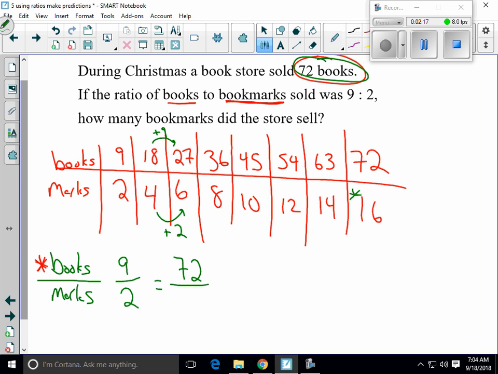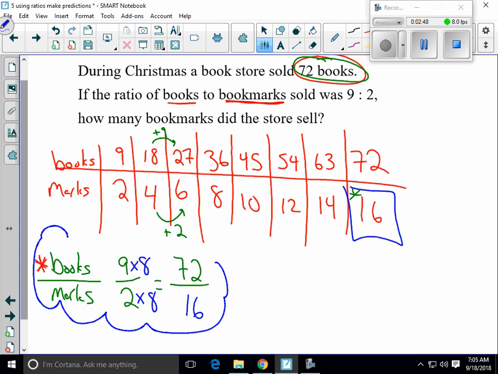So you have to ask yourself, how do I get from 9 to 72? What am I going to multiply by? Whatever number that is, I'm going to do the same to the denominator. 9 times what is 72? Should be 9 times 8. So I'm going to multiply the denominator by 8 also. 2 times 8 is 16. Hey, we got the same answer. That's good. If we sold 72 books, we would sell 16 bookmarks. Today we're going to focus on this way of solving the problems. It's a little bit shorter.